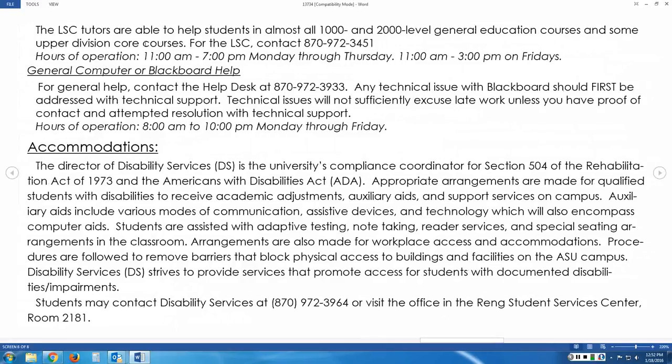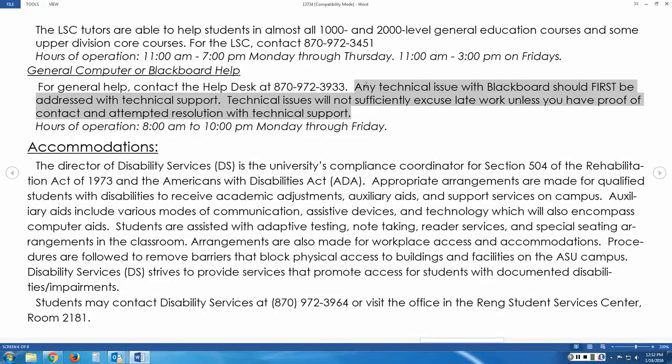The first is the Learning Sciences Center in the event that you want help. They have stuff for nearly every 1000 and 2000 level Gen Ed course, but there's also tutoring for not just Blackboard, but for the course content itself for this course if you request it. So the number to call is 870-972-3451. Here are their hours of operation. The general help or Blackboard help is also listed here, and again, it should be the same kind of resource as the help resources link underneath Blackboard.